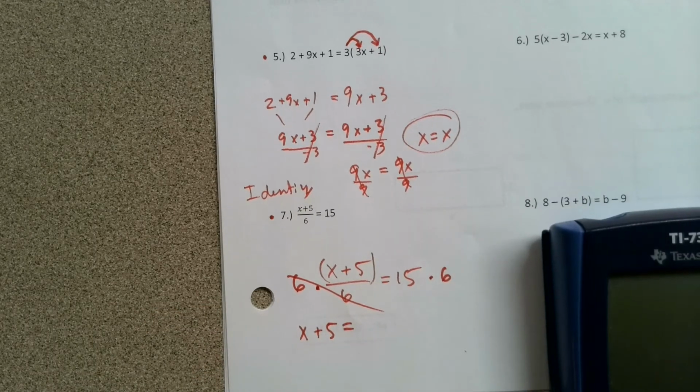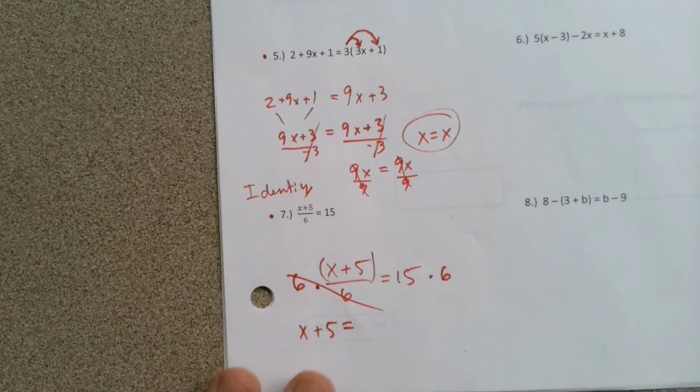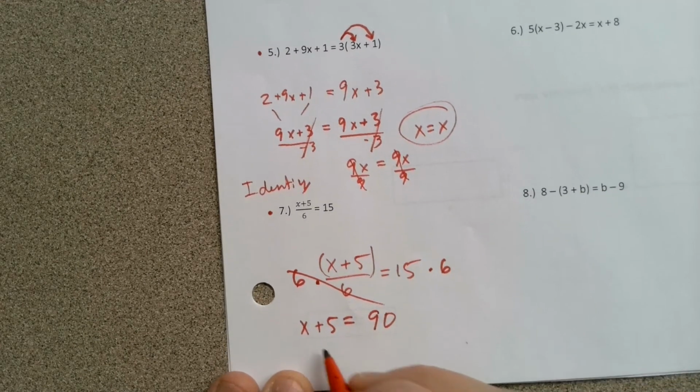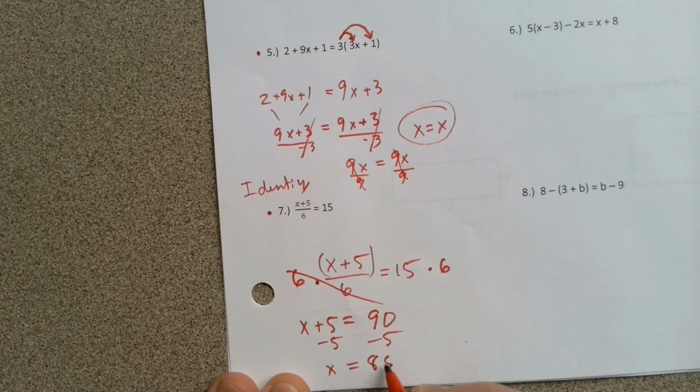Pull out my calculator real quick so I can keep this video a little shorter. We got 90. Finally, to get that x by itself, subtract 5 from each side. X equals 85.